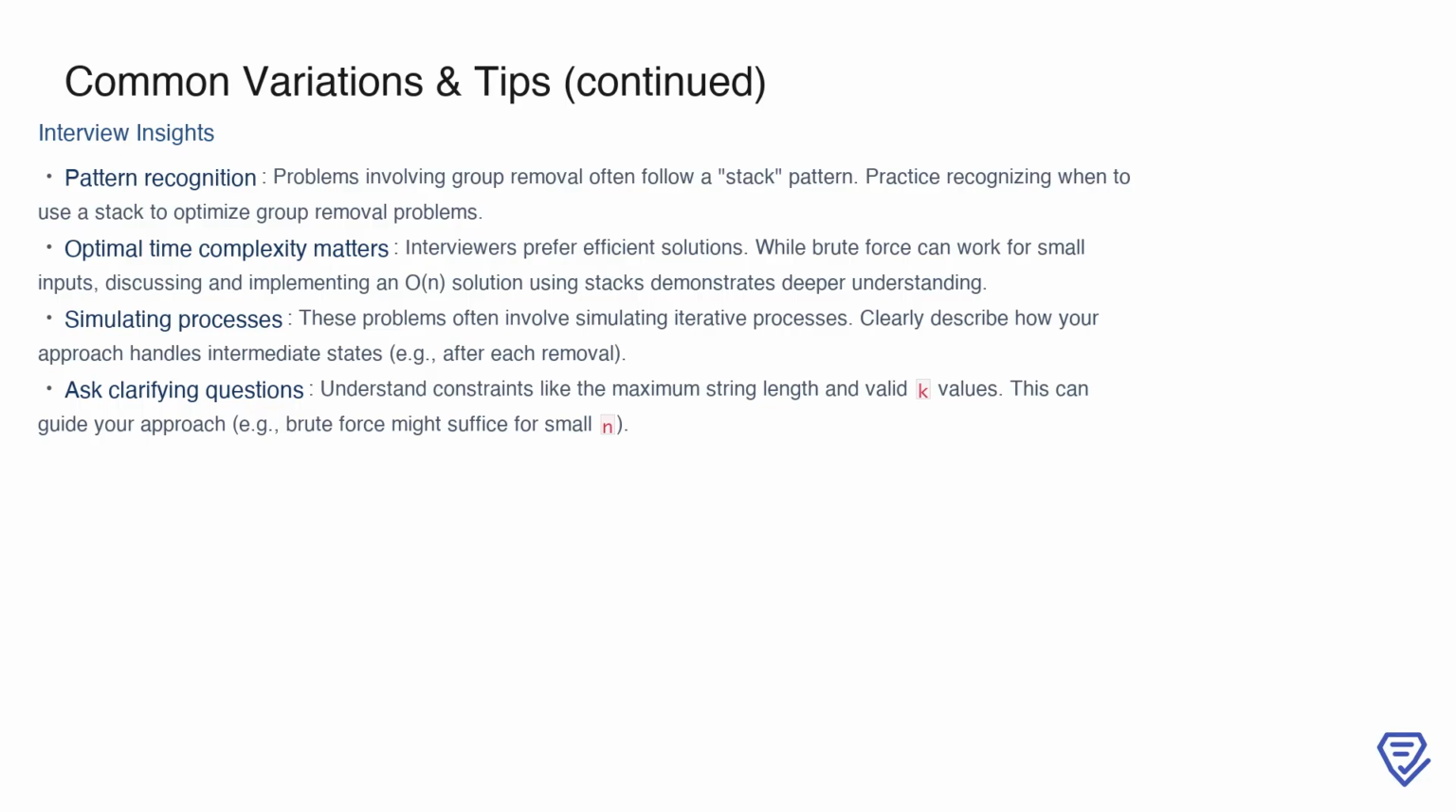It's also important to emphasize how your approach handles intermediate states, such as what happens after each removal. This shows that you understand the problem's iterative nature. Finally, take the time to ask clarifying questions at the beginning of the interview. For instance, understanding constraints like the maximum string length and valid values of k can help you tailor your approach. If the constraints are lenient, brute force might be acceptable, but for larger inputs, efficiency becomes critical.